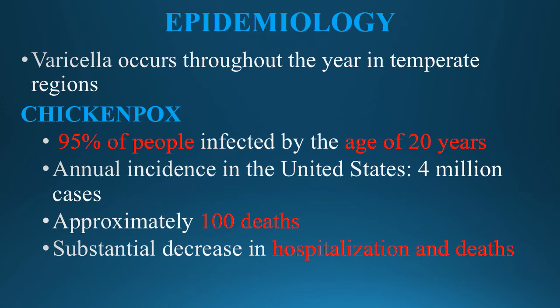Epidemiology of Varicella zoster virus. Varicella occurs throughout the year in temperate regions, but the incidence typically peaks in the months of March through May. Varicella is one of the classic diseases of childhood, with the highest prevalence occurring in the 4 to 10 years age group. In chickenpox, 95% of people are infected by the age of 20 years.